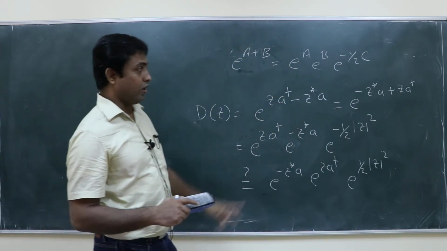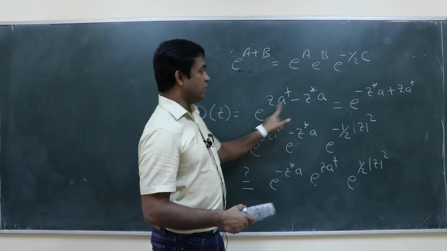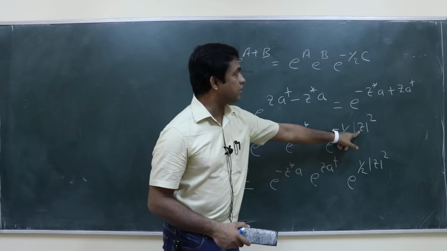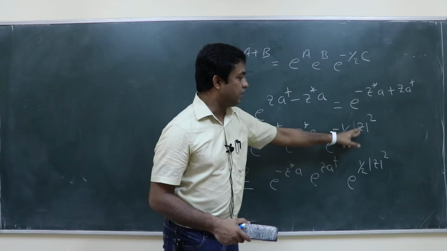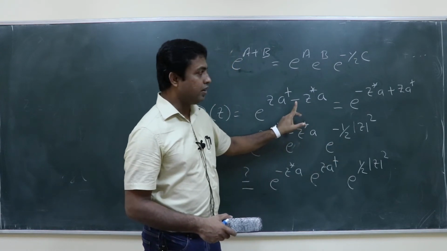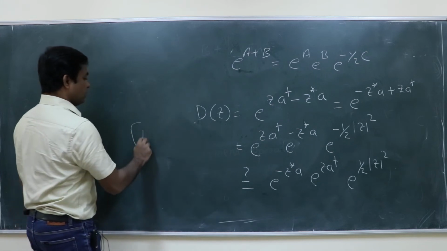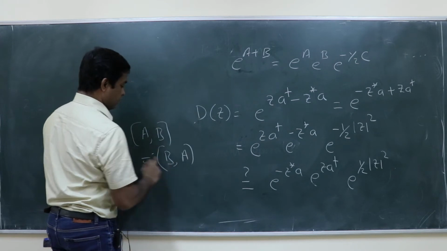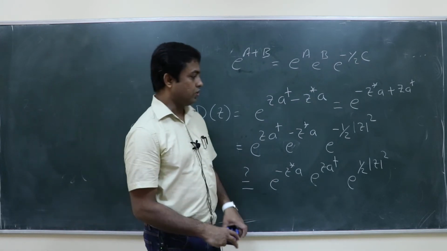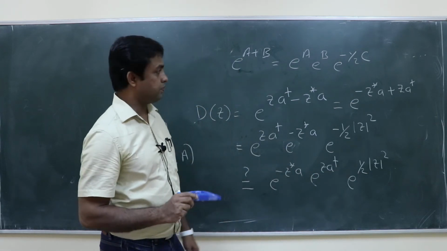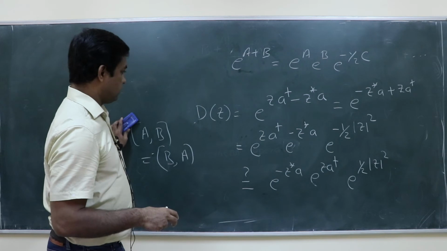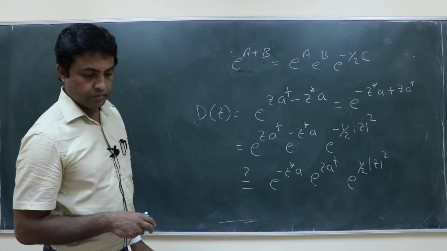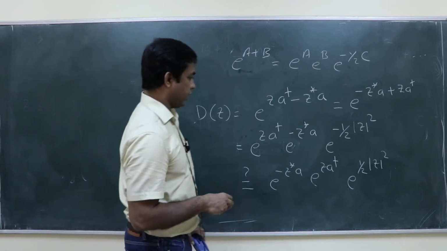Already you found the commutator of this with this. So the commutator of this with this is minus 1 by 2 mod Z square, into minus 1 by 2 is this. So the reverse: the commutator of A with B will be equal to the commutator of B with A with a minus sign. So that is the way it is coming. Is that clear? Any question? Okay, fine.